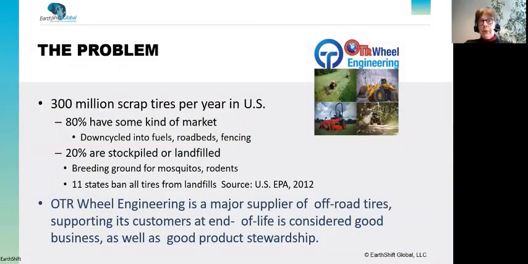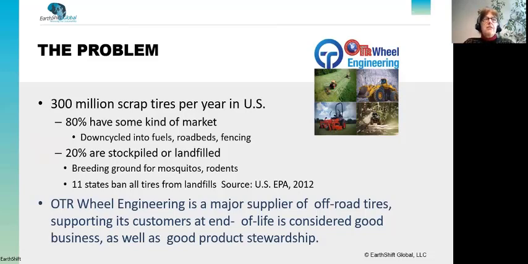Switching gears a little bit, we have been working with OTR Wheel Engineering and Green Carbon, their subsidiary, on a tire recycling program. OTR Wheel sells off-road tires and wheels, and their clients were asking them, how do we handle these at end of life? They're a real problem for us. And tires in general are a real problem for folks.